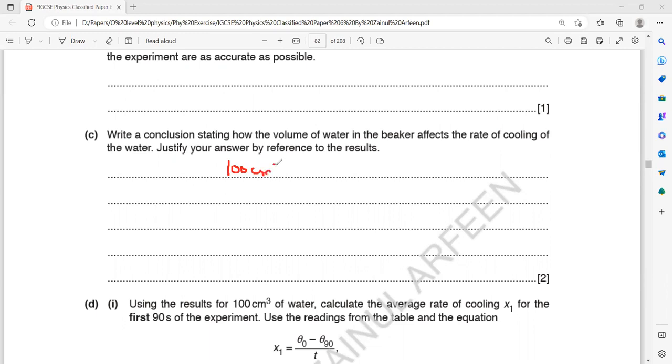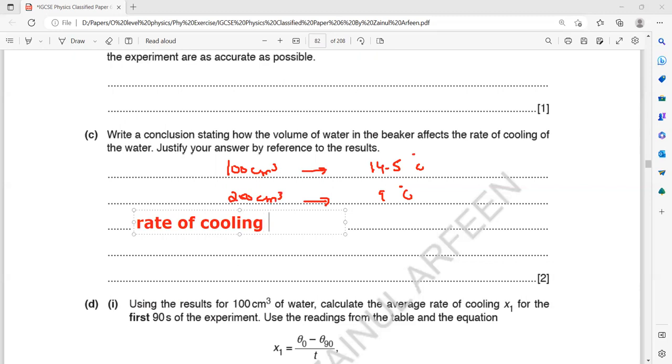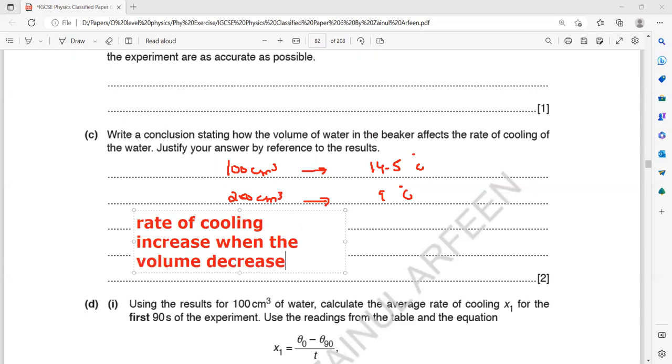So 100 cm cube shows a temperature change of 14.5. And for 200 cm cube, what was the temperature change? 9. So it shows that the rate of cooling increases when the volume decreases. And both we took in 180 seconds. So you will mention that in 180 seconds the rate of cooling for 100 cm cube is higher. This was beaker A and this was beaker B.